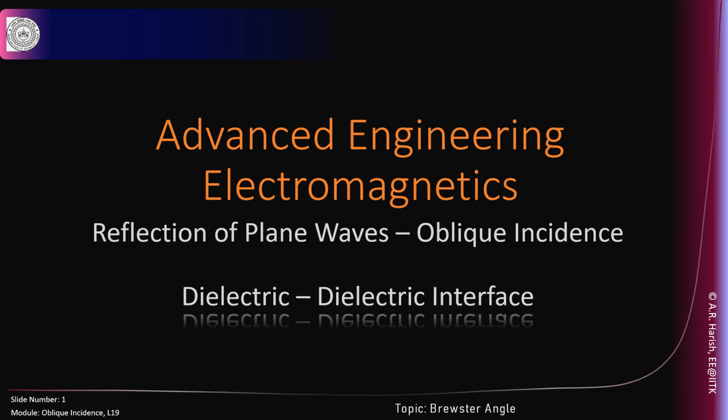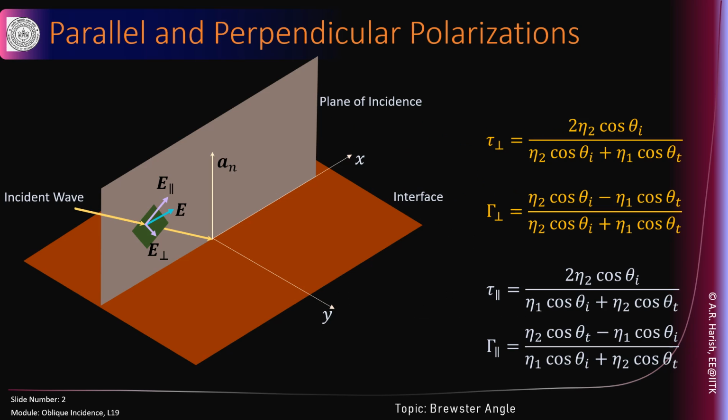Today we will continue our discussion on reflection of plane waves from a dielectric to another dielectric interface, when the wave is incident at an oblique angle. Last class we derived equations for the transmission and reflection coefficient for parallel and perpendicular polarization in terms of the intrinsic impedances of the two media, medium 1 and medium 2, and also in terms of angles theta I and theta t. Theta I is the incident angle, theta r is of course equal to the incident angle theta I, and theta t is the transmission angle.